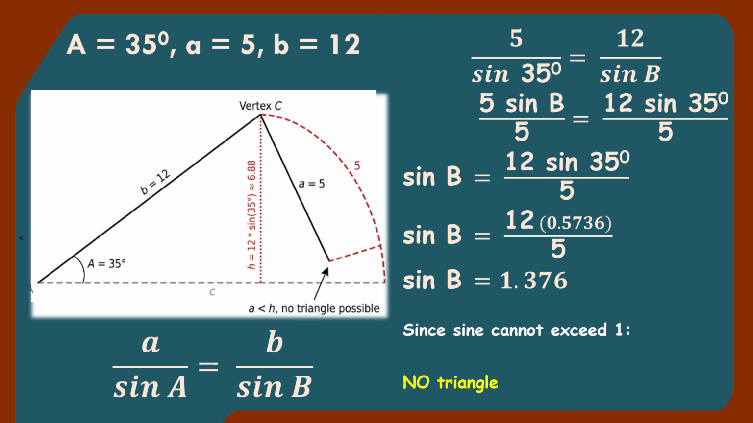So if we look at the figure, we have side B, that is 12. Angle A is 35 degrees. Our side A is equal to 5. So, no triangle is possible. It cannot form a triangle.